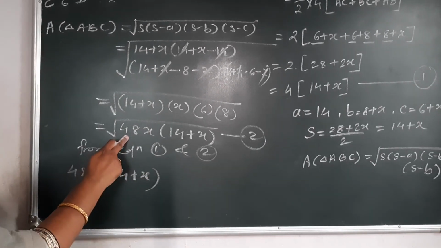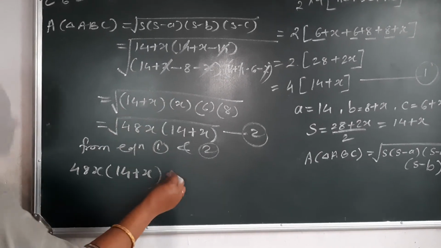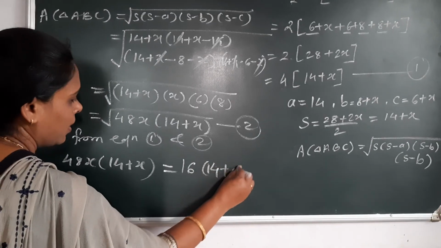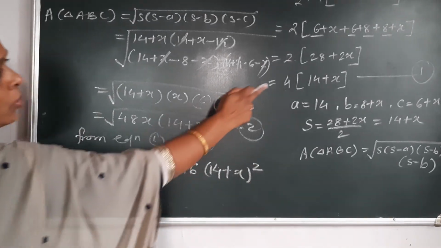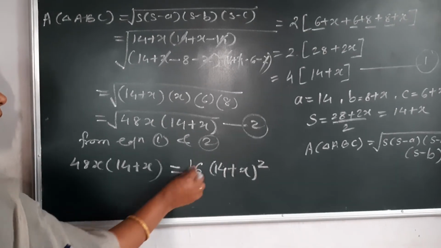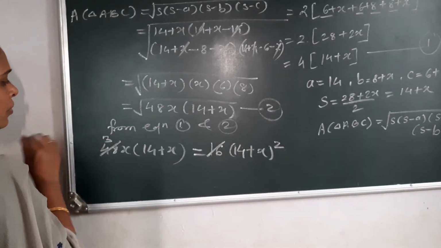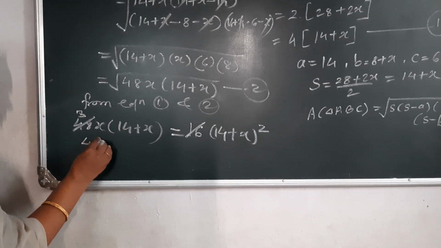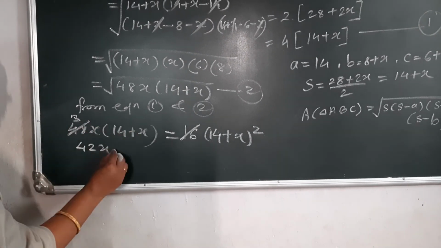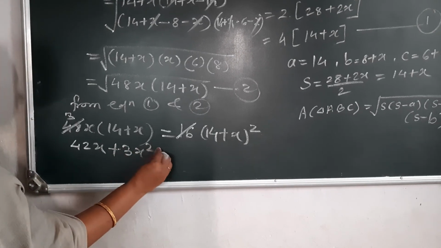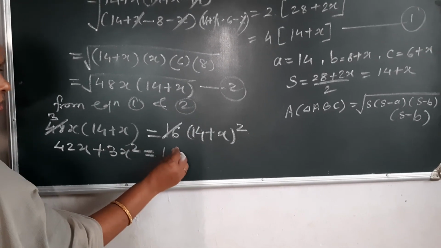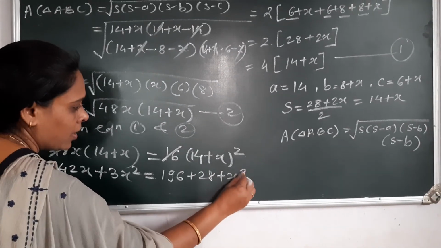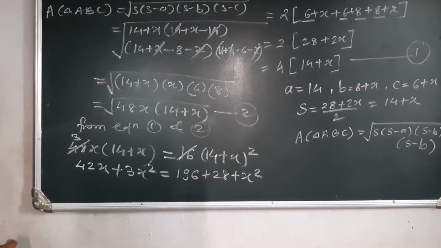By comparing this, take the square of this value, you will get 48x into bracket 14 plus x, because root is there, that's why we have to consider the square, and here the square of this value is 16 into bracket 14 plus x bracket square, means 4 square and bracket square. If you divide by 16, you will get 3. 3x multiplied by 14 is 42x. 3x multiplied by x is 3x square, is equal to the square of 14 is 196 plus 28x plus x square by using the identity a plus b bracket square.